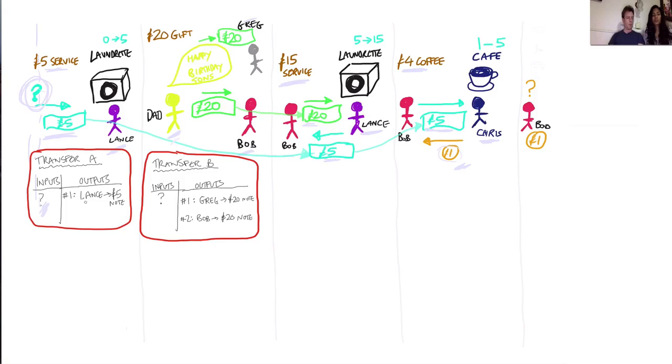But the output is basically, for each of these transfers, who is the beneficiary? Lance, in this case, and what was the amount? And effectively, what was the actual thing handed over? In this case, it was a £5 note.